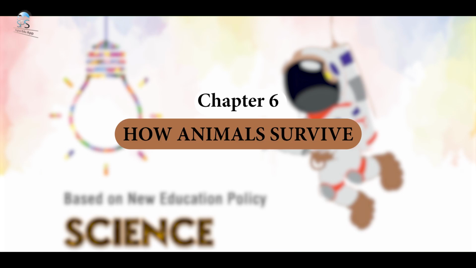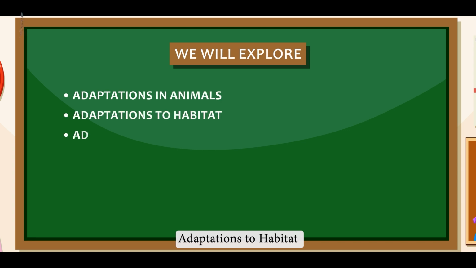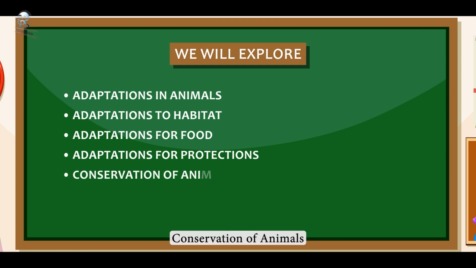Chapter 6: How Animals Survive. We will explore adaptation in animals, adaptation to habitat, adaptation for food, adaptation for protection, and conservation of animals.